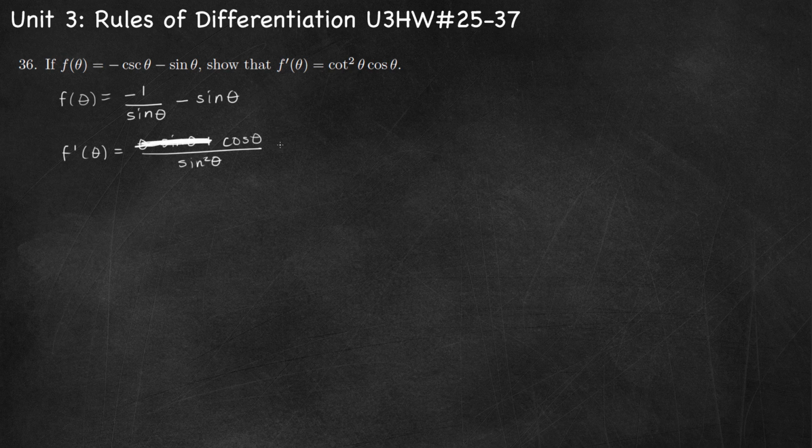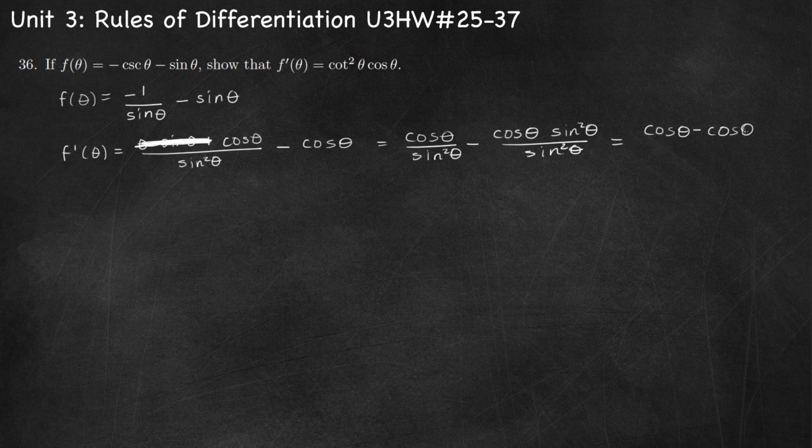Now we move on to our next term. So minus the derivative of sine theta is cosine theta. Okay, so here we have cosine theta over sine squared theta minus cosine theta. And I want to combine these into a single fraction, so I'm going to multiply cosine theta by sine squared theta over sine squared theta, and now I can combine these. I get cosine theta minus cosine theta sine squared theta over sine squared theta.